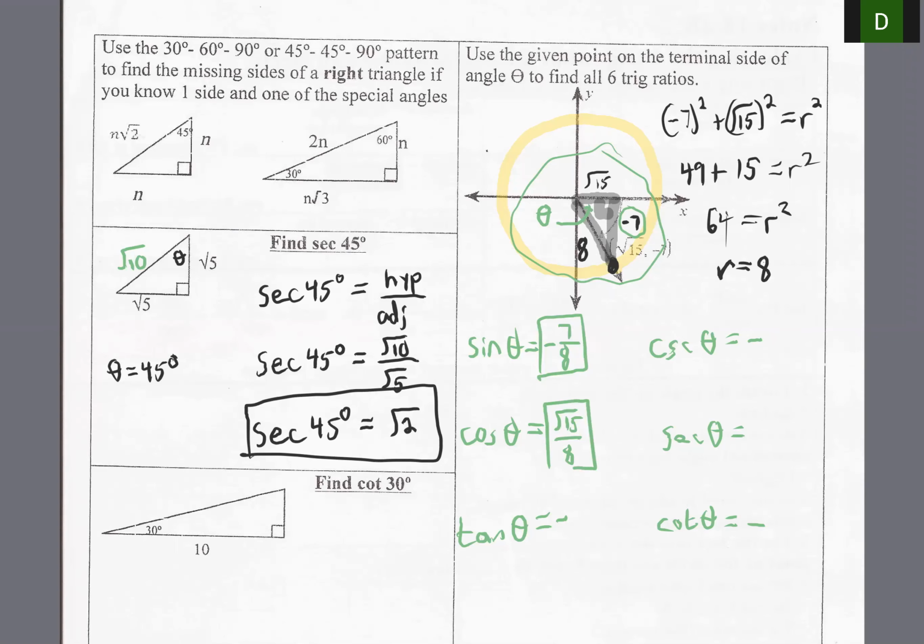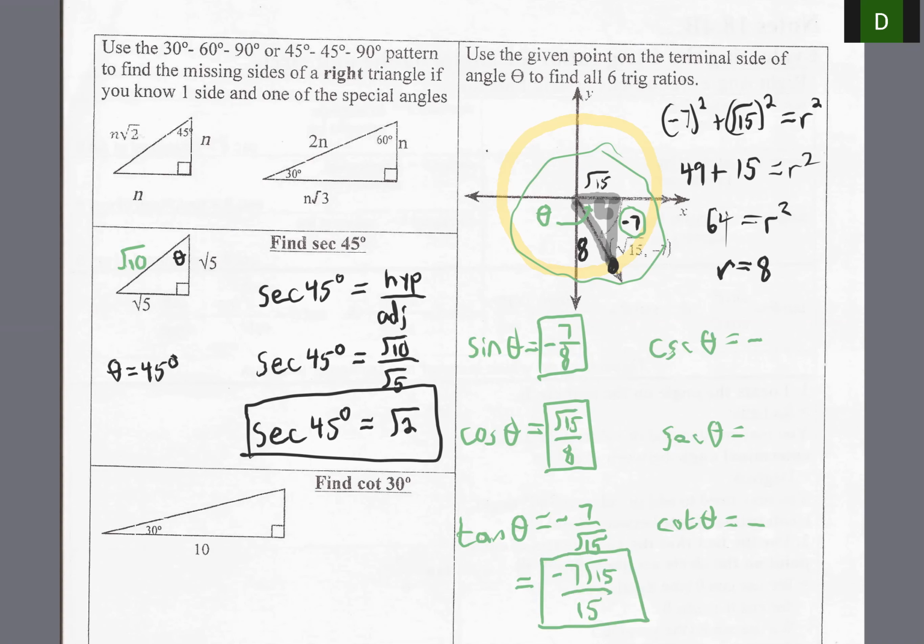Tangent is opposite over adjacent. So that'll be -7 over square root of 15. So this one is not simplified because you have a radical in the denominator. So I'm going to multiply the top and the bottom by square root of 15. So this becomes -7 times the square root of 15 over 15. So that's our sine, cosine, and tangent.